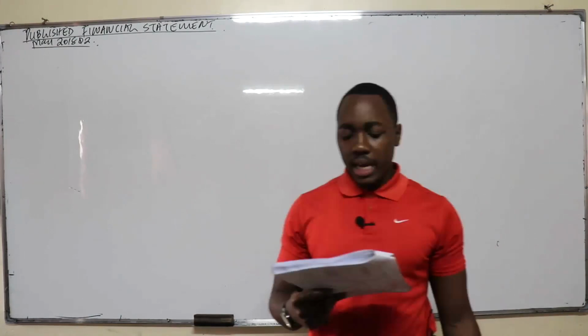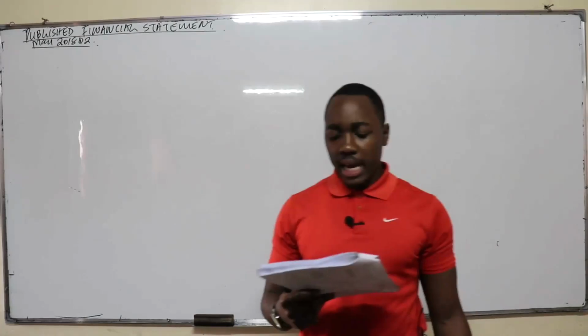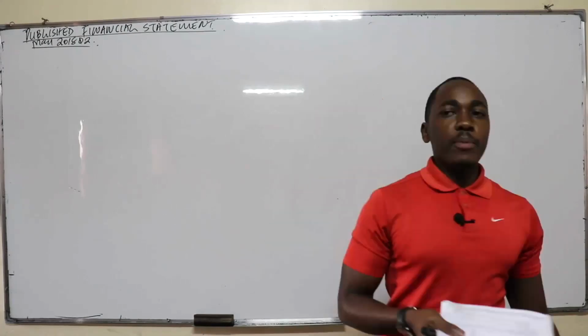Number B, with reference to IAS 12 income taxes, distinguish between a deferred tax liability and a deferred tax asset. We say that a deferred tax liability is the tax payable in the future, which arises as a result of taxable temporary difference. Then deferred tax asset is tax recoverable in the future, which arises as a result of deductible temporary difference. Number 2, explain 2 types of temporary difference. We have taxable and we have deductible temporary differences.